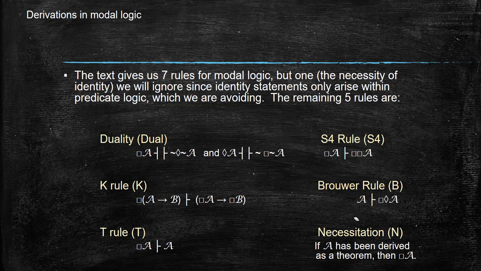The Brouwer rule, which is named after a famous logician named Brouwer, tells us that if A, then it's necessarily possible that A. Well, why should we accept that? Well, think of it this way. If A is the case in some world, then possible A is true in all worlds. And if possible A is true in every world, then it follows that it's necessarily possible that A. So all of these are actually pretty transparent. The last rule is necessitation.